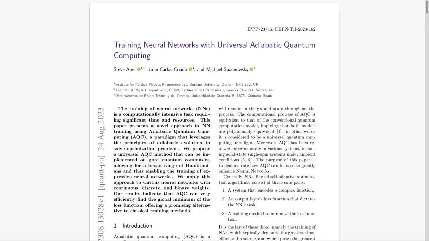We're taking a deep dive into a research paper today all about that, called Training Neural Networks with Universal Adiabatic Quantum Computing. Quite a mouthful. It is. It's a fascinating paper. It really gets to the heart of why training neural networks can be so challenging in the first place. The authors, Abel, Criado, and Spinowski, point out that we often rely on incredibly tiny adjustments to a neural network's parameters, which they call weights and biases, to nudge it towards the best solution.